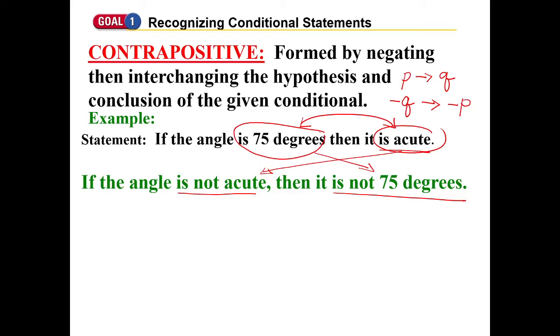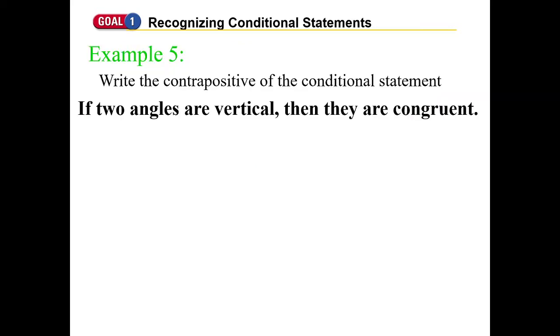Yes, sir. Okay, let's have more examples. Can I have a volunteer? Rosales, go on. Can I negate first, sir? You can negate first, no problem. If two angles are not vertical, then they are not congruent. So what's your contrapositive now? If two angles are not congruent, then they are not vertical.